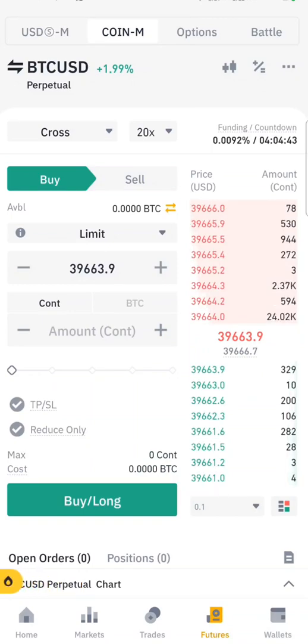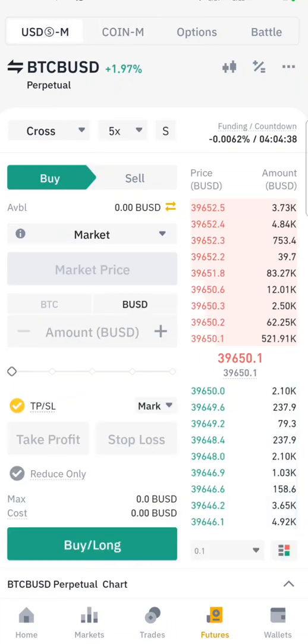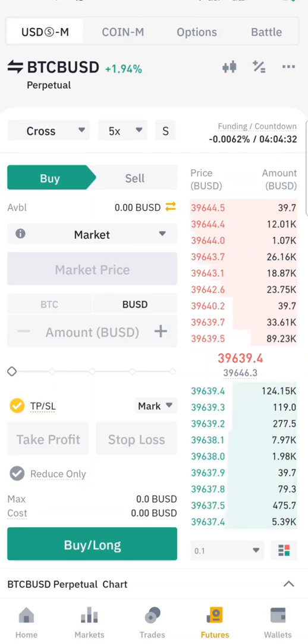Over here there are two options, one is USDM and one is CoinM. I would suggest you always use BUSD to trade your BTC, because you can always convert it back to USD, and later on you can transfer or sell it off. So this was about crypto or Bitcoin trading for beginners.